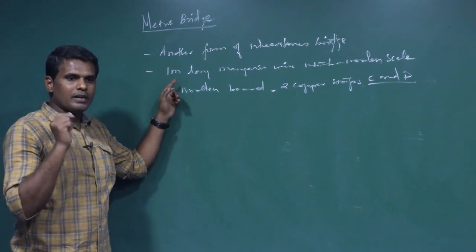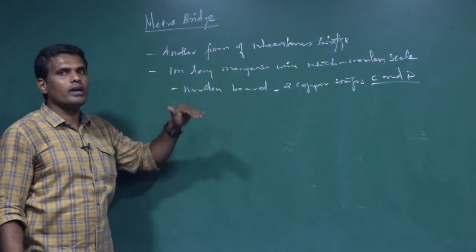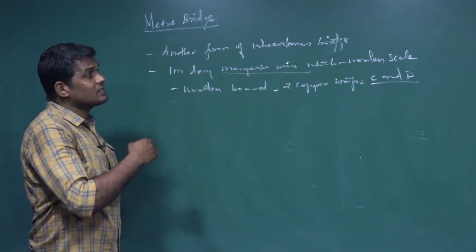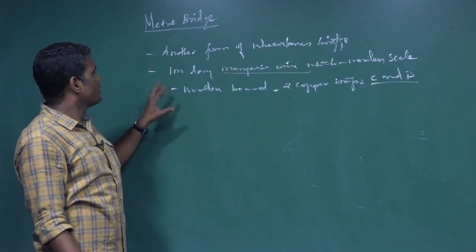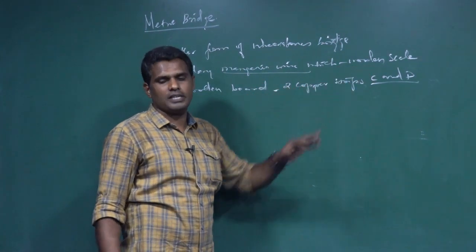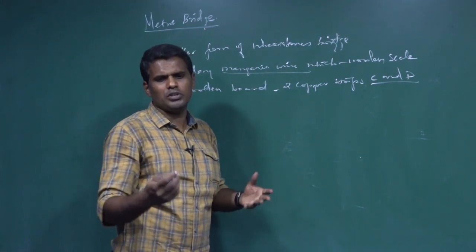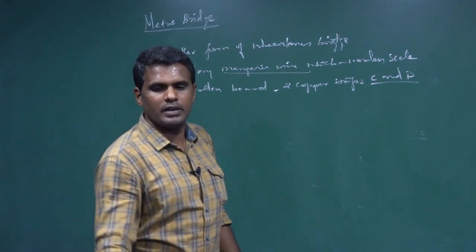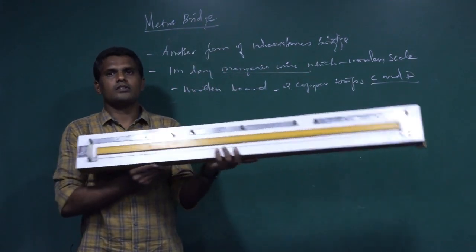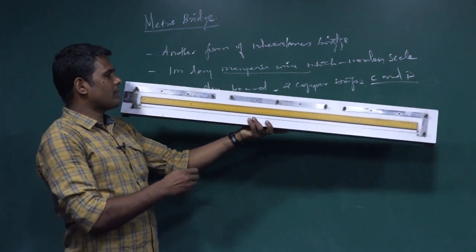It consists of 1 meter long wire, manganese wire especially, which is stretched along with a wooden scale, fixed over a wooden board between two copper strips C and D. Let me show you the meter bridge apparatus. This is the meter bridge apparatus.